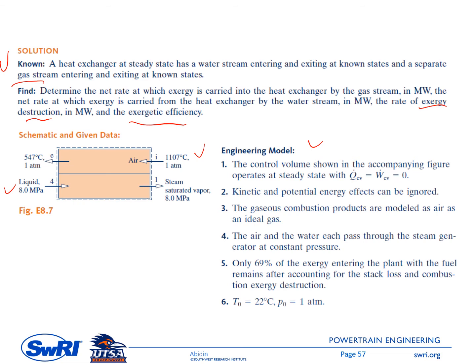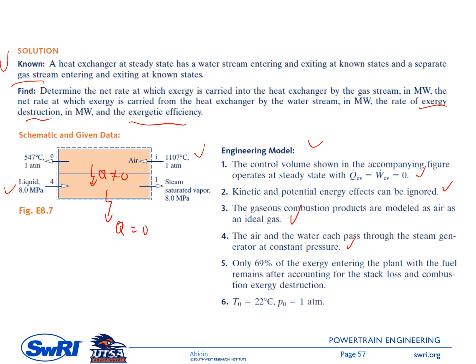There is no heat transfer between the heat exchanger and the environment, so this one is 0. But there is a heat transfer from the gaseous stream to the steam here, so inside it is not 0. Okay. And then we can assume that there is no work, and kinetic energy and potential energy effects are neglected, and then we can model the combustion product as air, ideal gas.